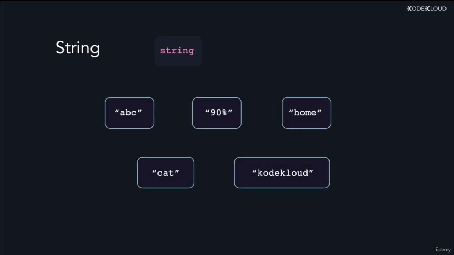Then comes up string. So string is any sequence of characters, and the characters can be numbers, letters, and symbols. They are defined in Golang using the keyword string, and the expression is always surrounded by quotes or inverted commas. These all are some valid examples of what a string can be. Also, a string occupies 16 bytes of memory in Golang.